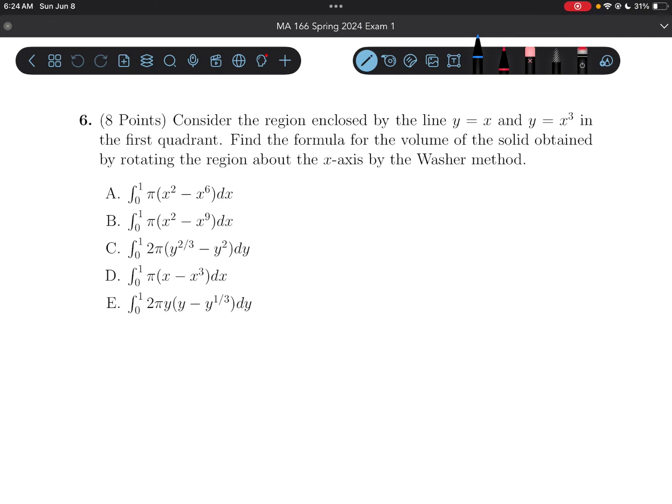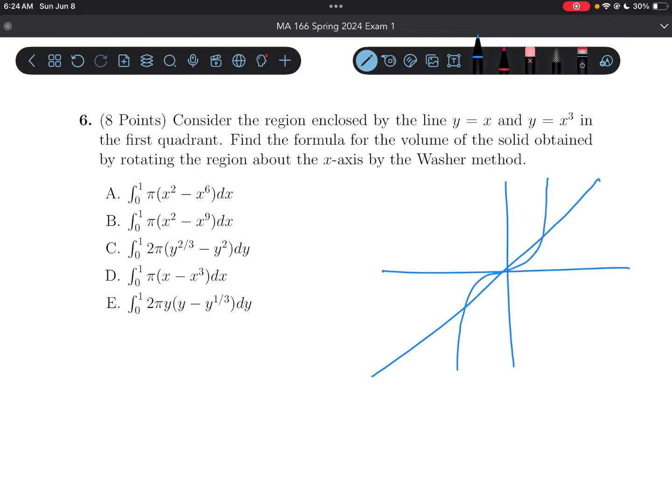Question 6 says, consider the region enclosed by the line y equals x and y equals x cubed in the first quadrant. Find the formula for the volume of the solid obtained by rotating the region about the x-axis by the washer method. So, as we should do with any problem like this, the first thing we should do is draw a quick diagram. So we have the line y equals x and y equals x cubed. y equals x is like this, and y equals x cubed is something like that.